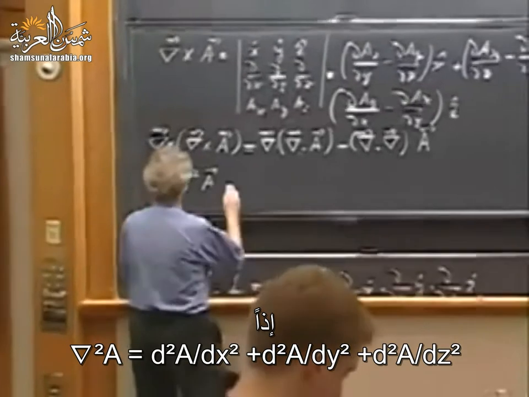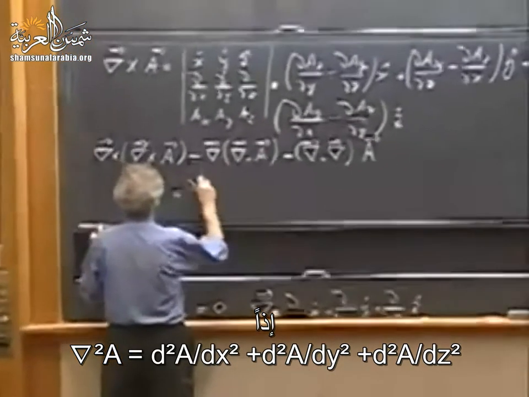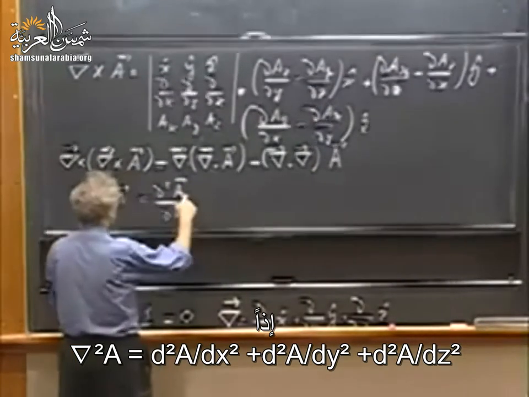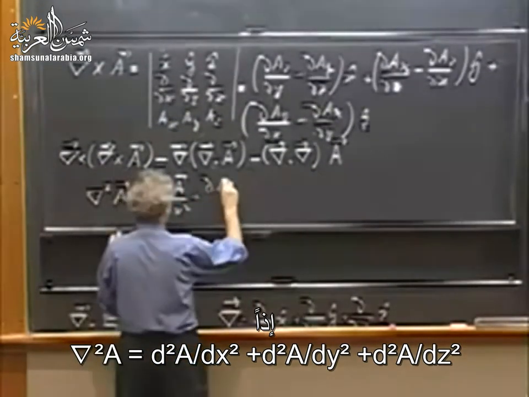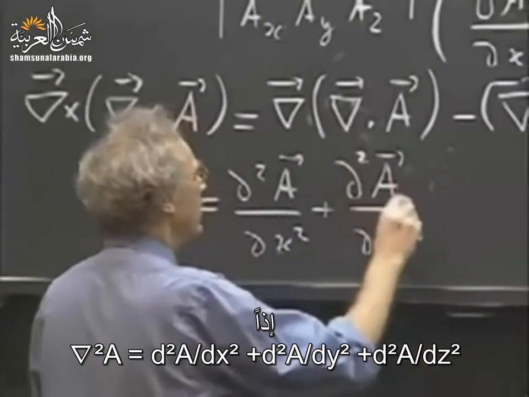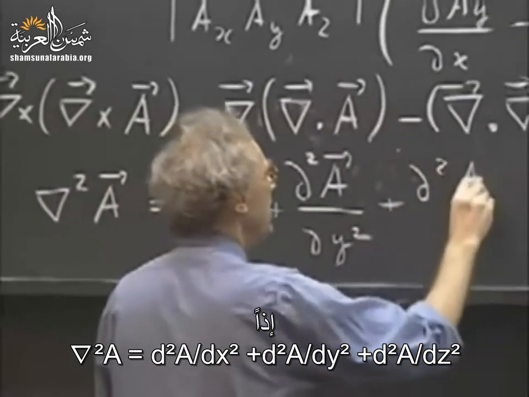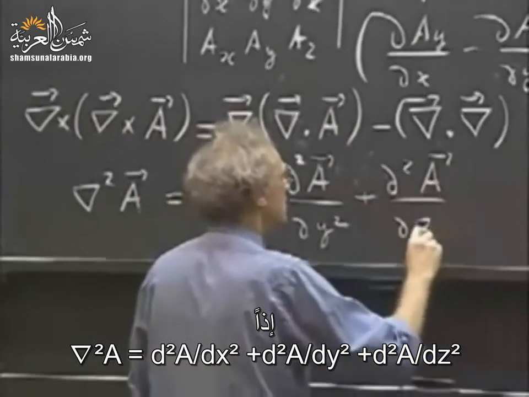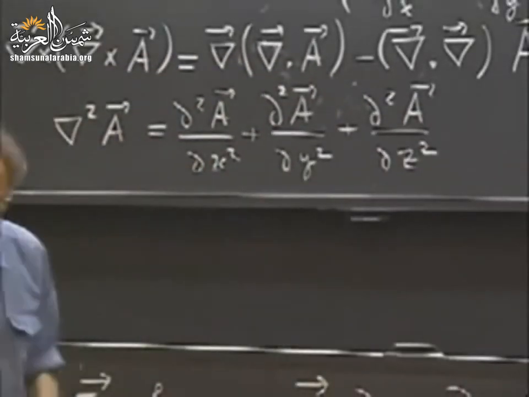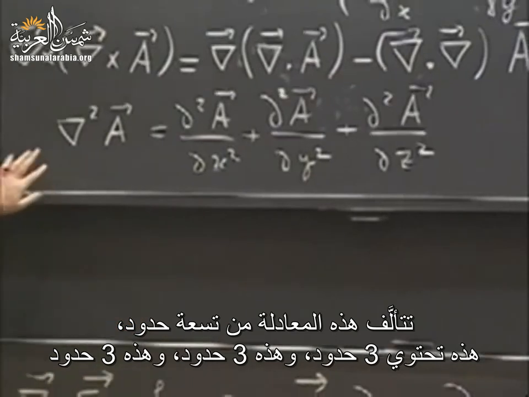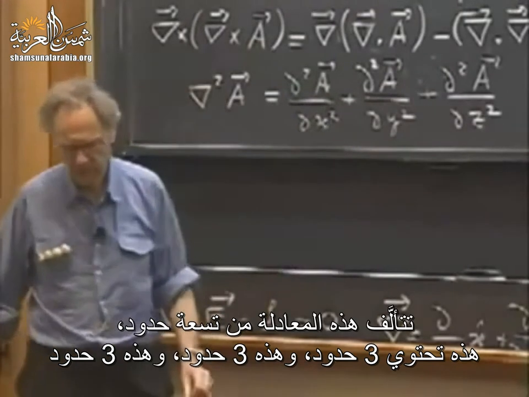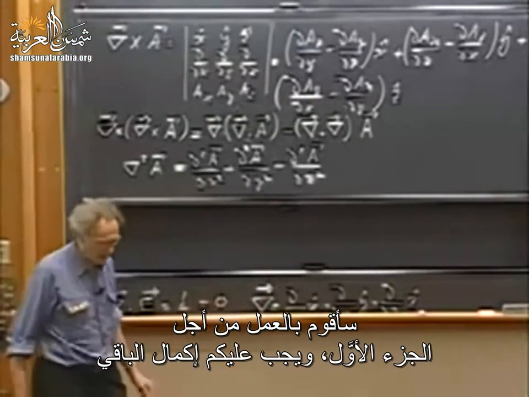And so the del squared of a vector is d2A dx squared, the whole vector, plus d2A dy squared plus d2A dz squared. And this has 9 terms, because this has 3 terms, this has 3 terms, and this has 3 terms. I will do the first one, and then you have to do the others.